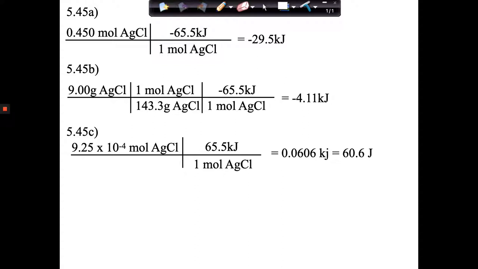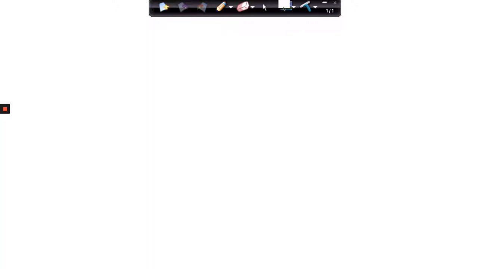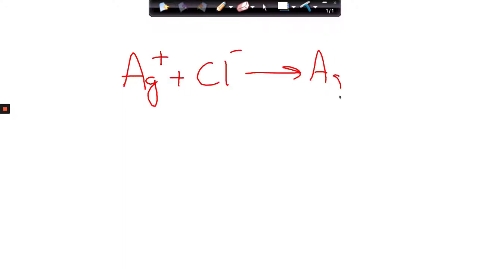Looking at question number 45, I'll take a second and write it down. We touched on this and then ended class last time. We have what is called the thermochemical equation, and it looks like this. We've got silver ion reacting with chloride ion, and that forms silver chloride. Then we have a delta H value, and that delta H value is negative 65.5 kilojoules.